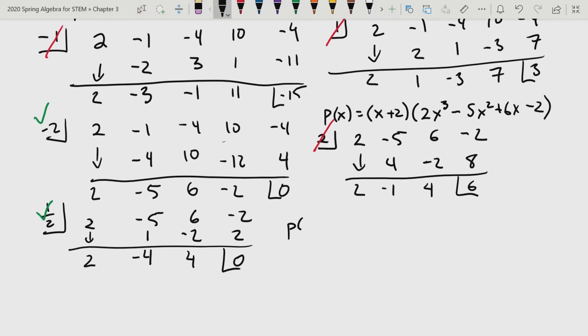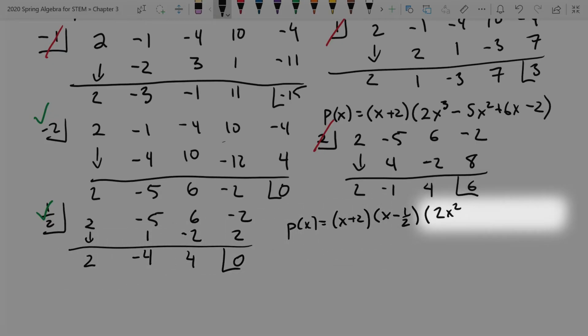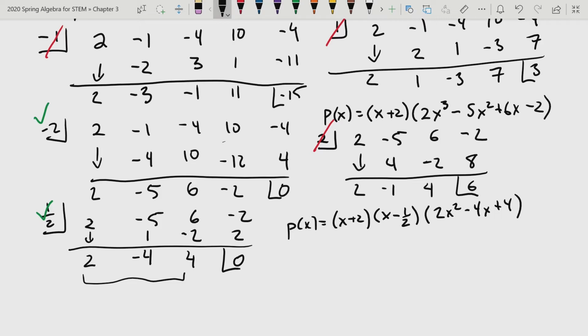Now we know that p of x is equal to x plus 2. The other root we found was -2. Then x minus 1/2, the new root we found. And then what's left over? 2x squared minus 4x plus 4. Once we get to only 3 terms, we've gotten to a quadratic. Now we can use all of the techniques we learned in Chapter 2.